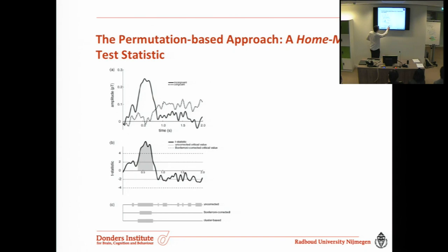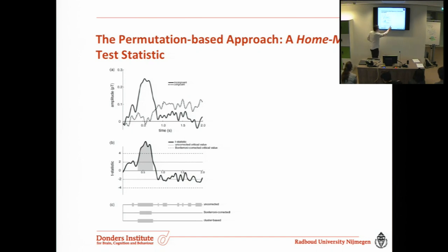And that's depicted visually here too. Here are the different clusters. This is the size of the cluster that will eventually be used as the outcome of the final test statistic, and for which we will produce the permutation distribution, and on which we will base the p-value.